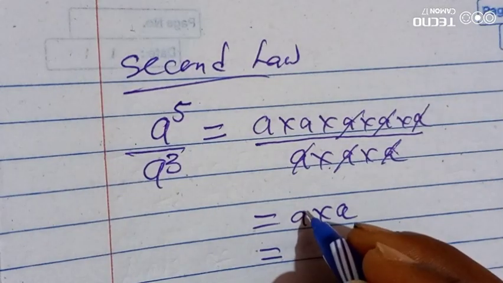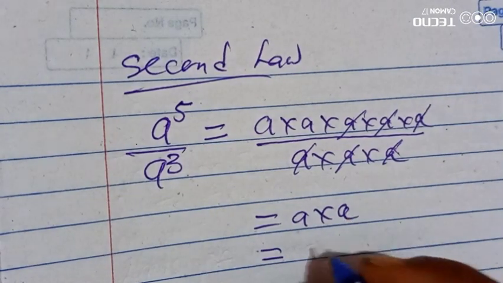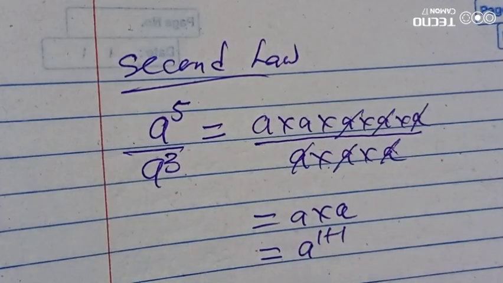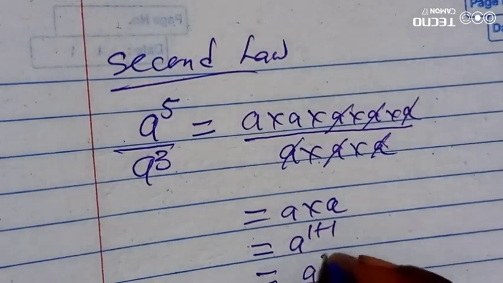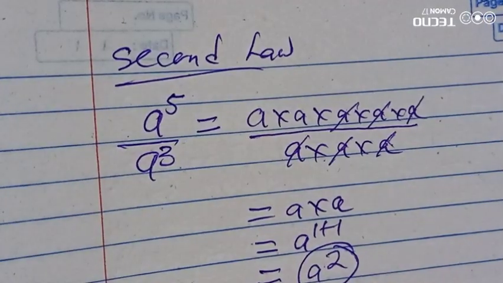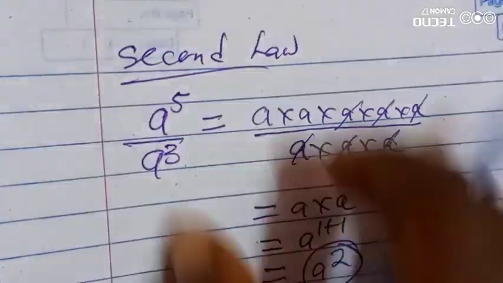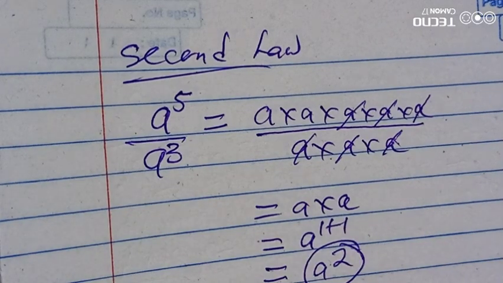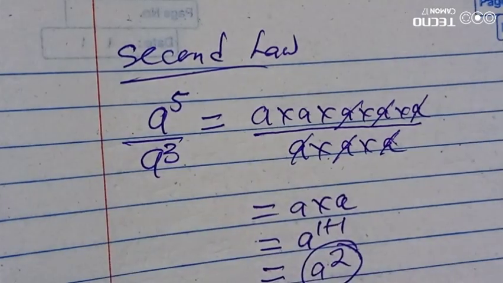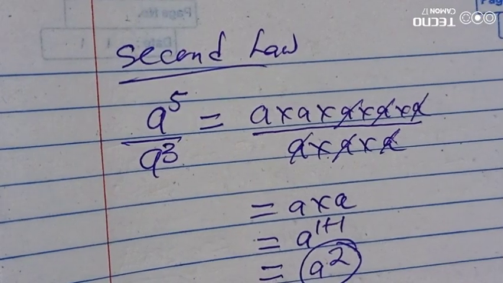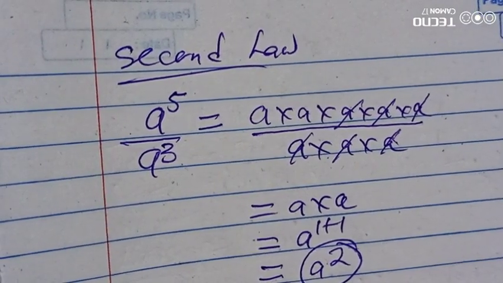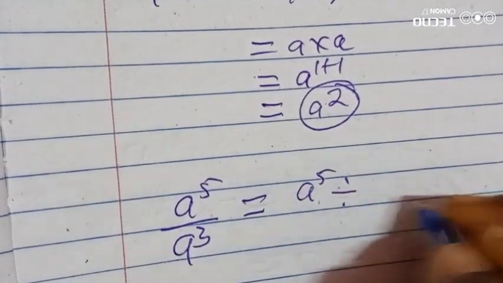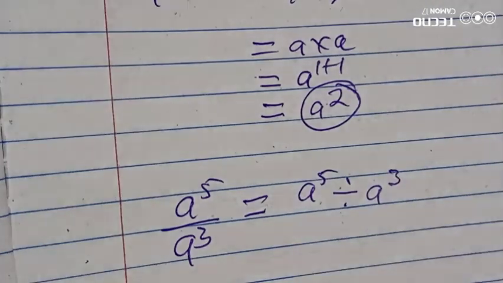But the a has an index of 1. It also has an index of 1. So this will simply be a to the 1 plus 1. Okay, so this will be a squared in real sense. So this is our second law. Or we may simply say a to the fifth power all over a to the third power, and this may be equal to a to the fifth power divided by a to the third power.